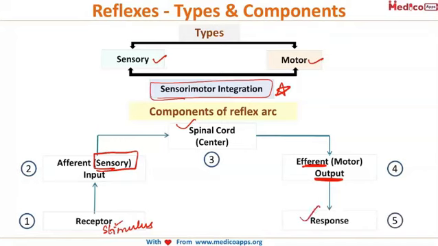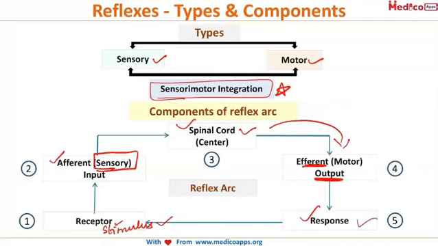So the receptor receives the stimulus and it goes via the afferent input to the center, that is the spinal cord, and from there the output is sent via the efferent nerve and a response is elicited. This entire process is termed the reflex arc. Please memorize the components of the reflex arc, they're pretty easy.